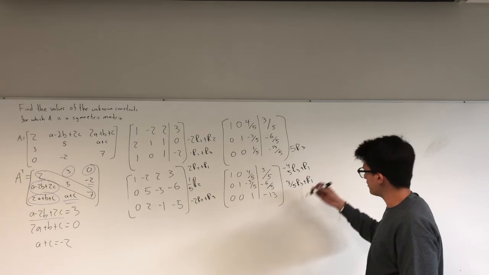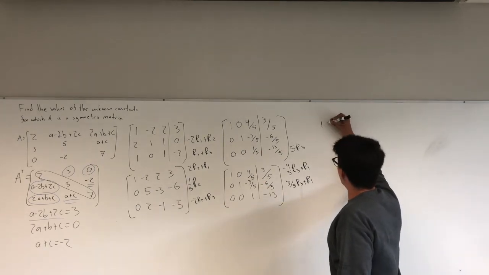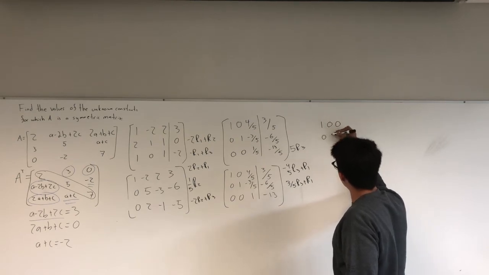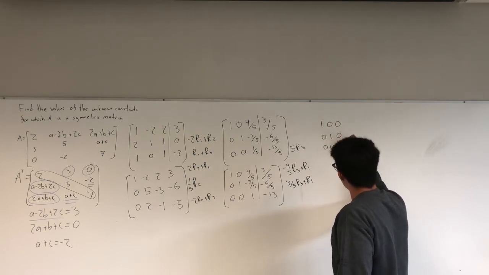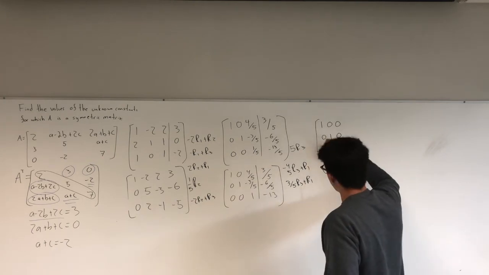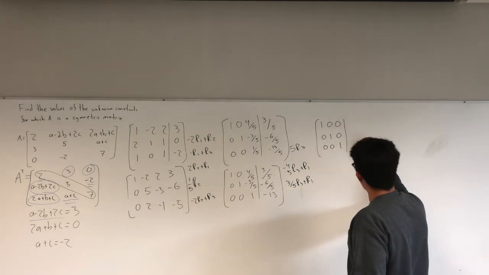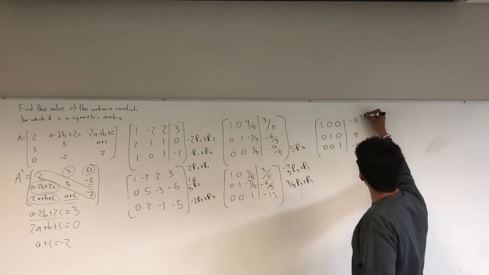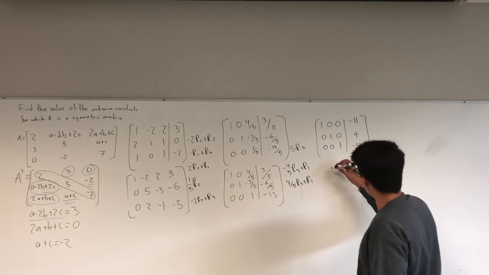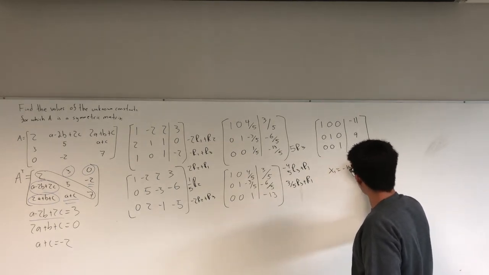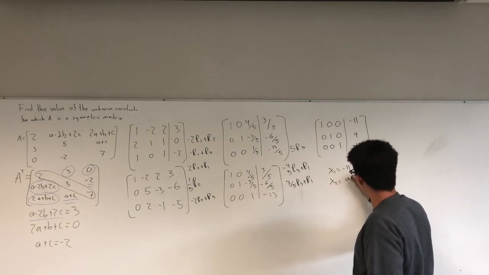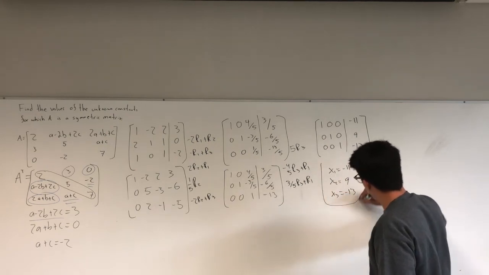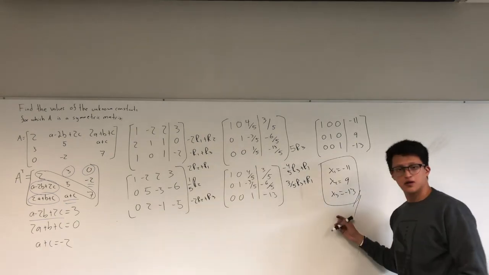Okay, so after this, on the left side of this line, we get our identity matrix. And at the right part we will have our answer. So our final answer is x1 equals minus 11, x2 equals 9, and x3 equals minus 13. And this is it.